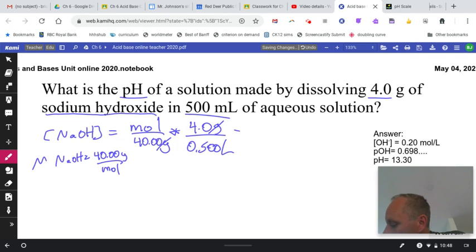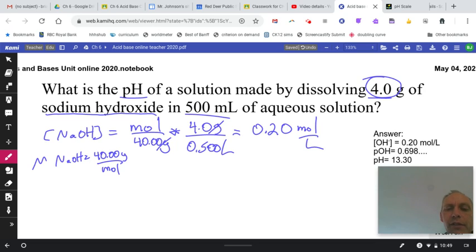Okay, plug that into your calculator. And what do we get? 0.20 moles per liter. 2 sig digs because of that 4 grams, 2 sig digs. Okay, so there's our concentration of NaOH.